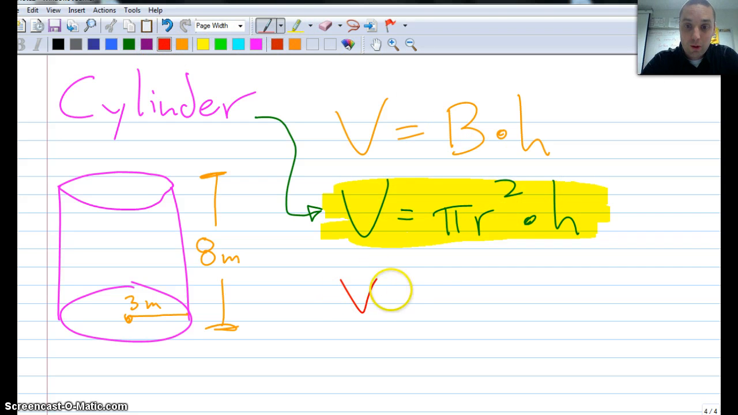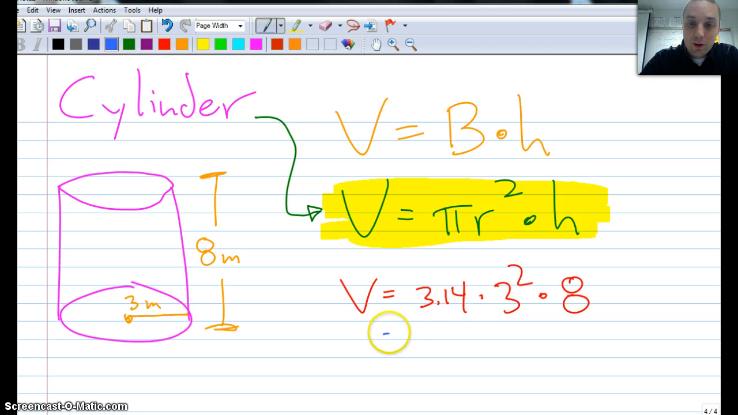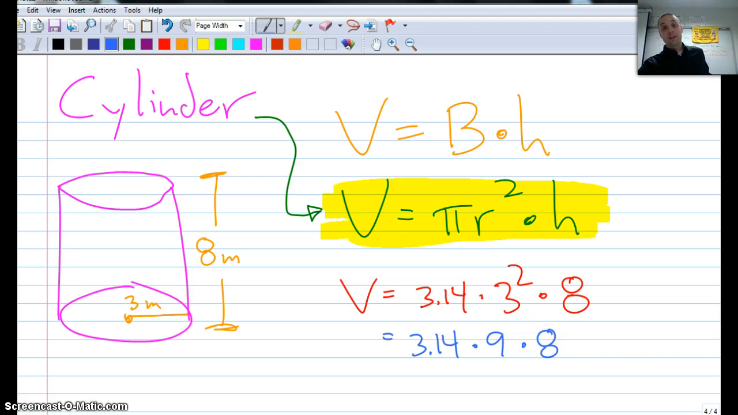Pretty straightforward stuff. So here's how it works. We're going to go 3.14 times our radius is 3 squared times our height is 8. The one little tricky thing about this formula is make sure you follow the order of operations. So here we're going exponents before multiplying. 3 to the 2nd power is 9. So we're going to take 3.14 times 9 times 8. And I'm just going to do that here in my calculator. 3.14 times 9 times 8. And I get 226.08. We're talking about meters here, so meters cubed. And that's our final answer.